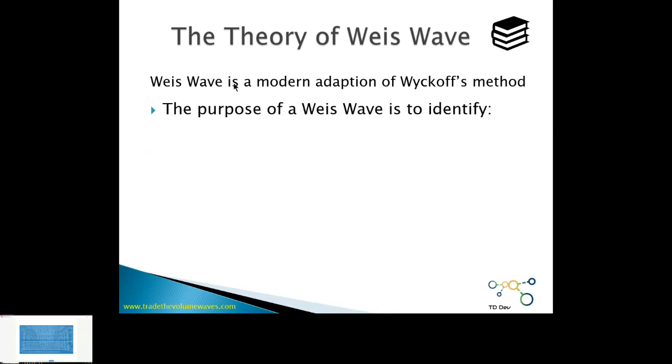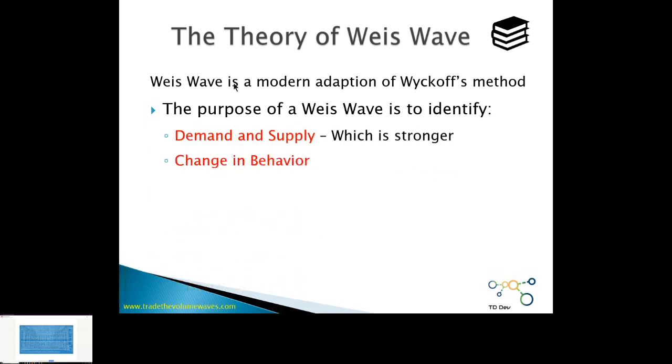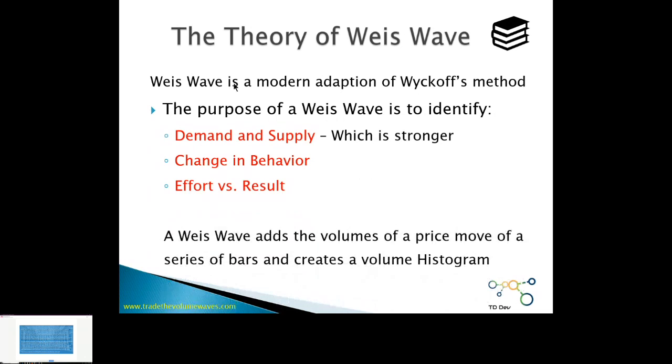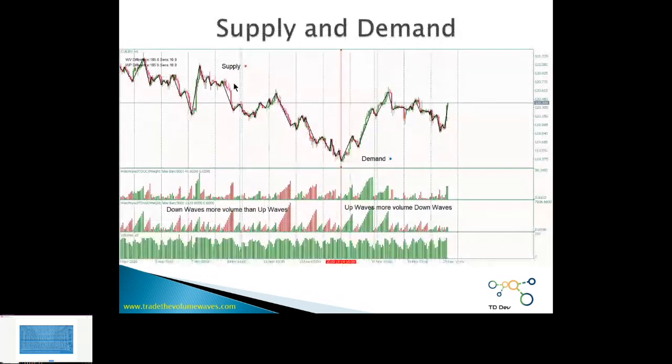So the purpose of a Weis Wave is to identify basically three things. One, supply and demand. Which one is stronger? And this comes from volume. Second, a change in behavior. And third, effort versus result. And I will show you some examples of that. So the Weis Wave, as I said before, adds the volume of a price move of a series of bars and creates a volume histogram.